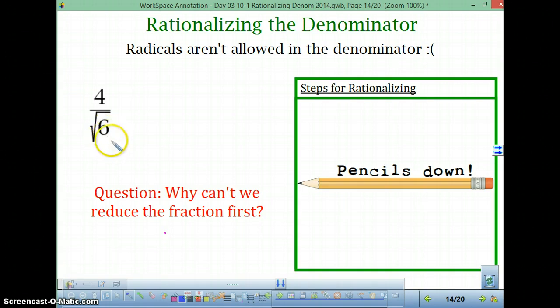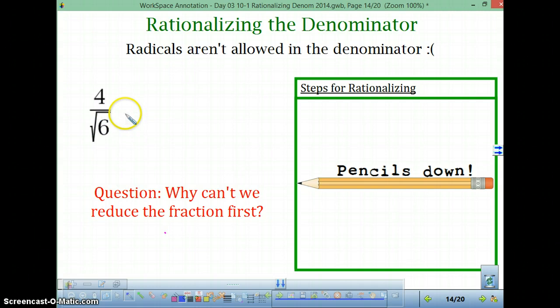Okay? Question, why can't we just reduce this fraction? Why can't we say this is the same thing as 2 over root 3? The answer is that this is not a 6. I mean, this is not a 6. This is the square root of 6. The square root of 6 is an irrational number, 2 point something. Okay? 2 is not a factor of the square root of 6. So you can't do that.